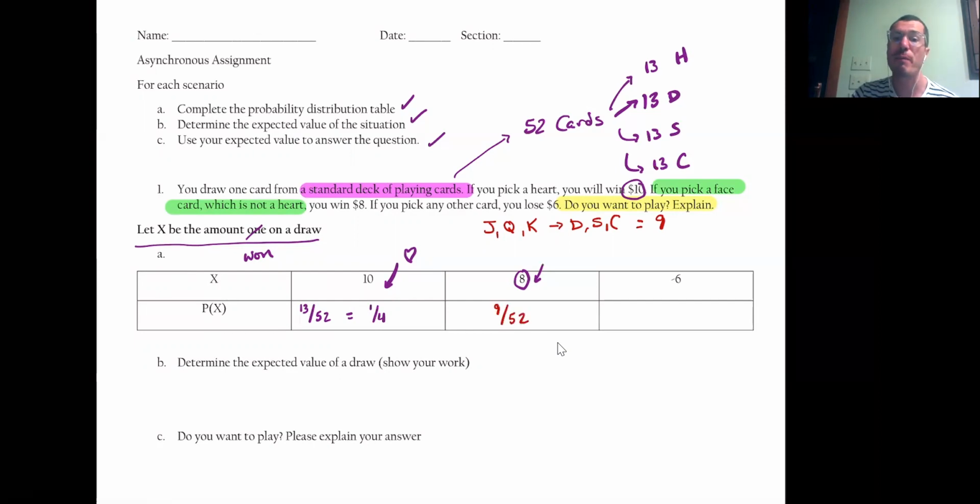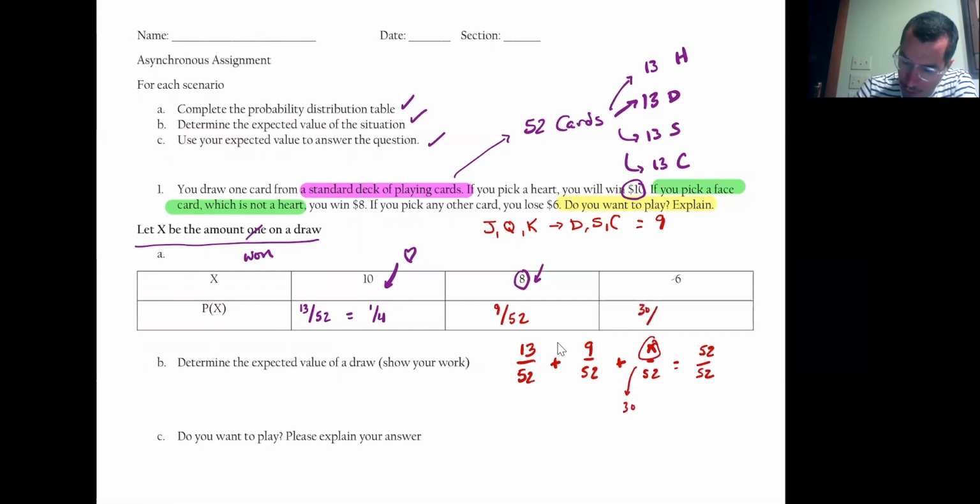And then if I pick any other card, I'm going to lose $6. This is one reason why it can be really helpful to list these as fractions, because I know the probabilities need to add to 1, so my numerators need to add to 52. So 13 over 52 plus 9 over 52 plus something over 52 equals 52 over 52. Doing a little bit of algebra, I get that the something is 30. So I get 30 over 52, the chance of losing some money.